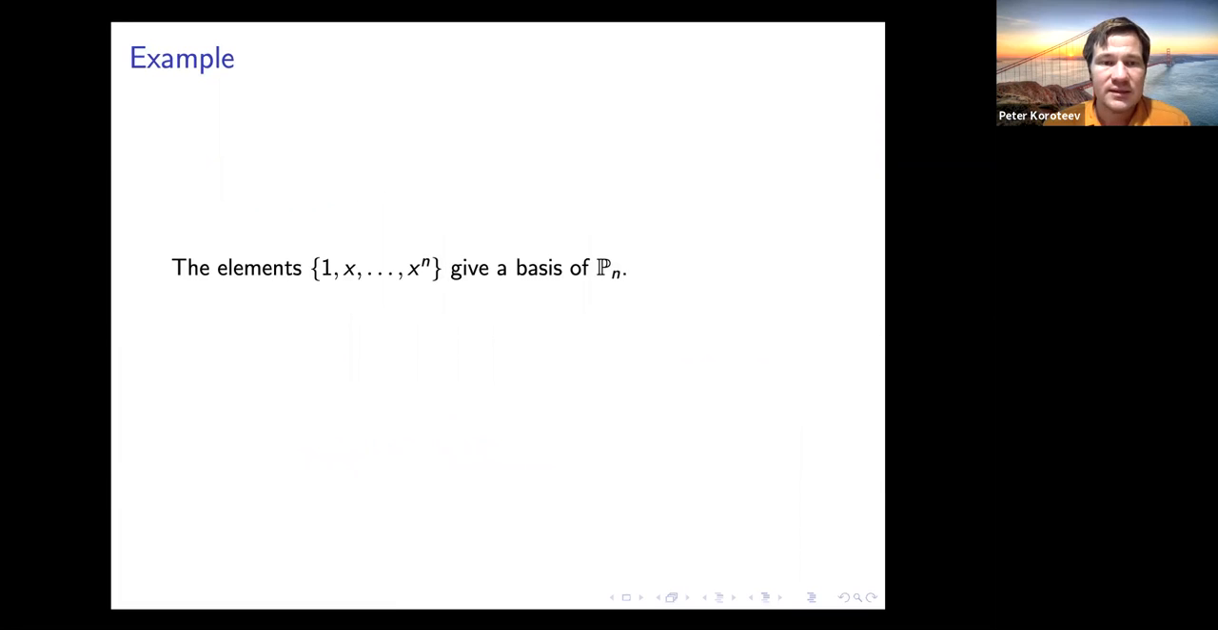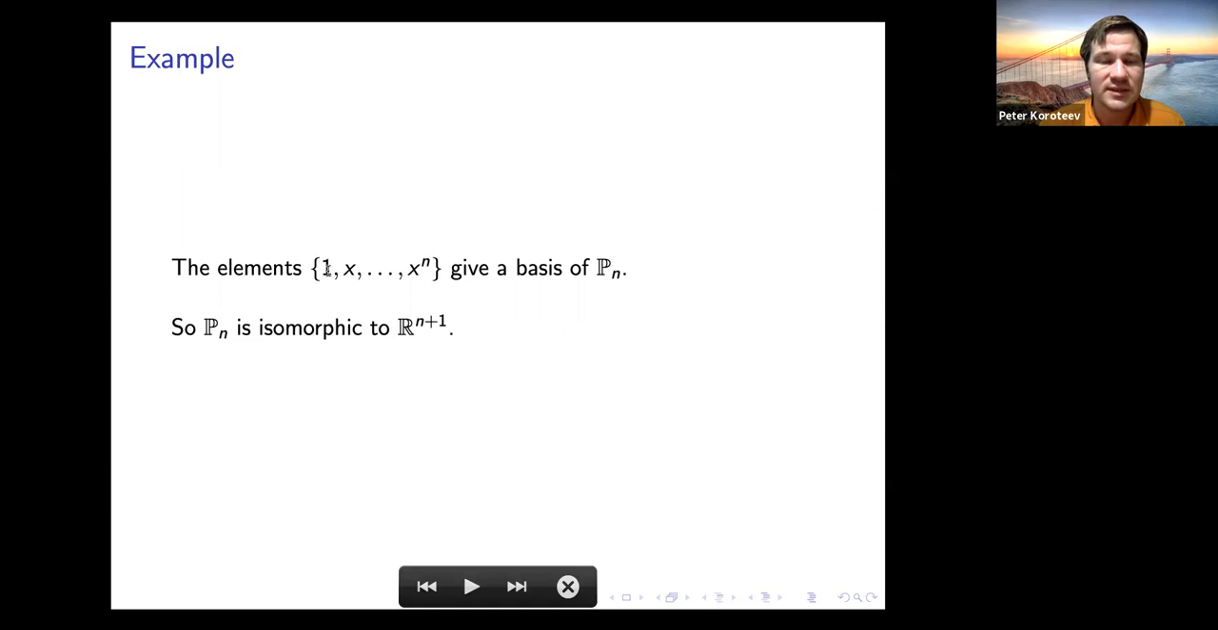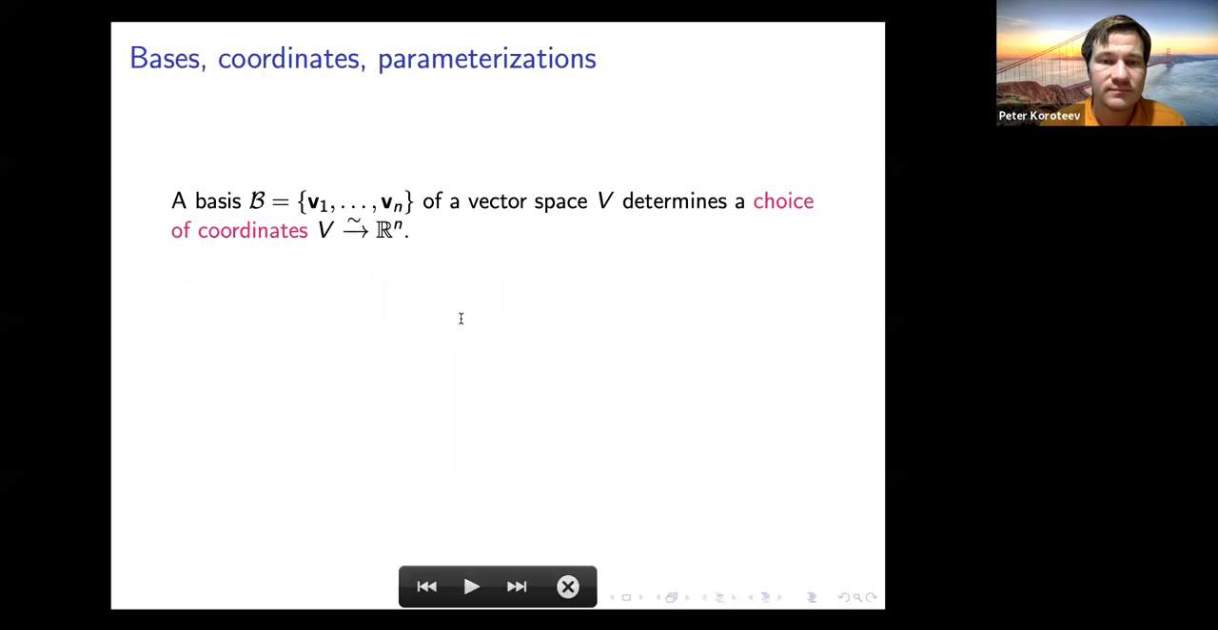Well, for example, take the elements 1, x, x squared, and so on, x^n, which form a basis in the vector space of polynomials of degree up to n. P_n is isomorphic to R^(n+1). So obviously you can just assign e_1 to 1, e_2 to x, and so on, e_(n+1) to x^n. This way you have a parameterization.